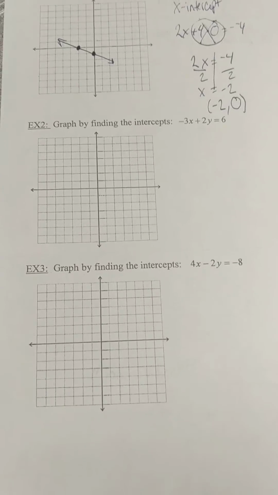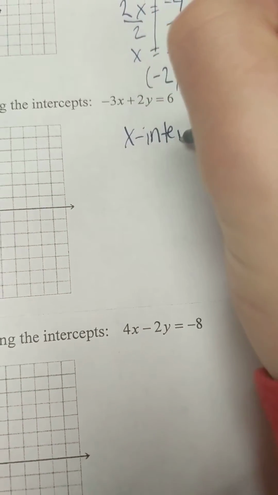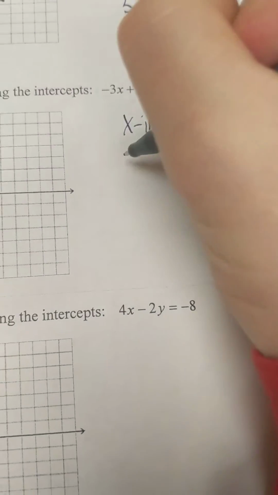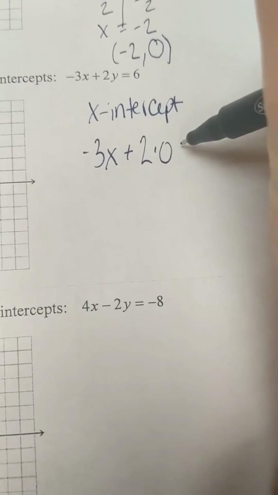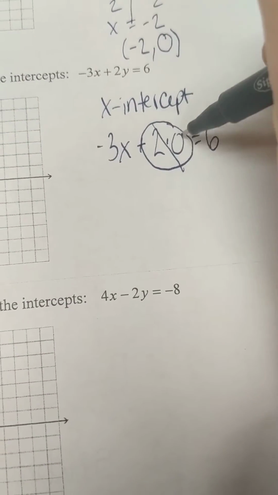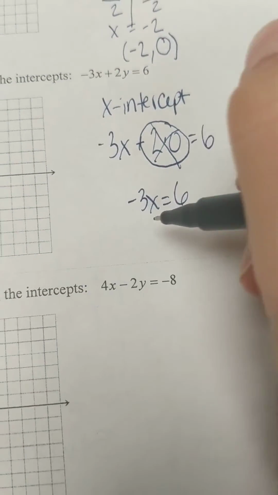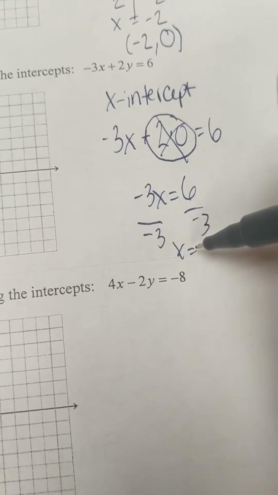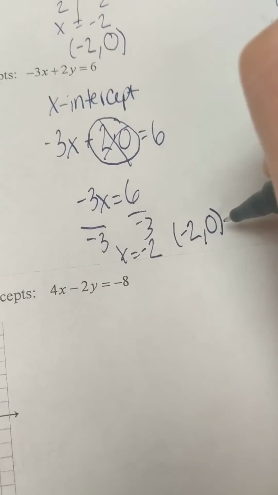Okay, let's try this next one. Same thing, I'm going to find my x-intercept. To find the x-intercept, you plug 0 in for y. So I have negative 3x plus 2 times 0 equals 6. And once again, 2 times 0 is just 0, so it's gone. Negative 3x equals 6. Divide by negative 3. x equals 6 divided by negative 3 is negative 2. So my x-intercept is (negative 2, 0).